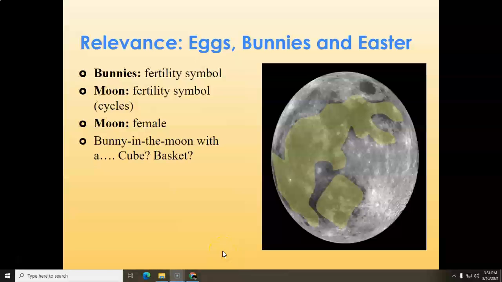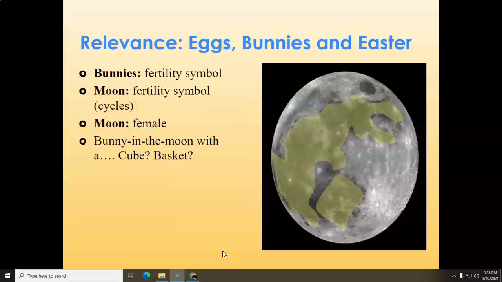Bunnies are also fertility symbols because bunnies are an animal that very rapidly reproduces. They have large litters with a high rate of success, and they can begin reproducing when they are very young. The moon is a fertility symbol because of the cycles of the moon as it goes away and then gets full each month, and how the cycles of females are related to that. So across the world in cultures, the moon is seen to be female.